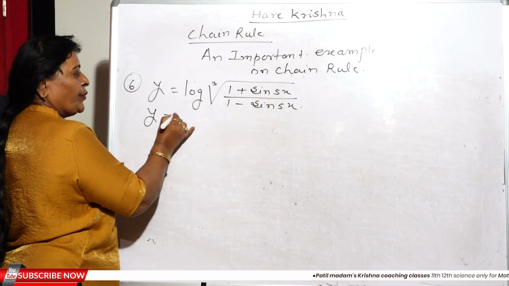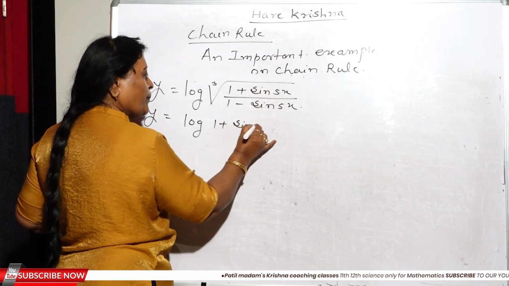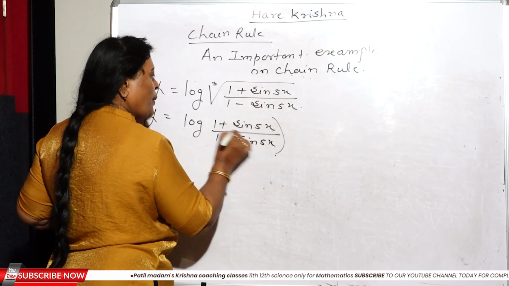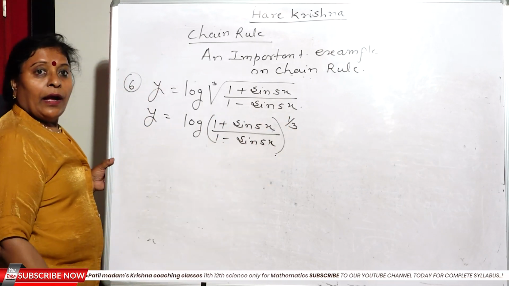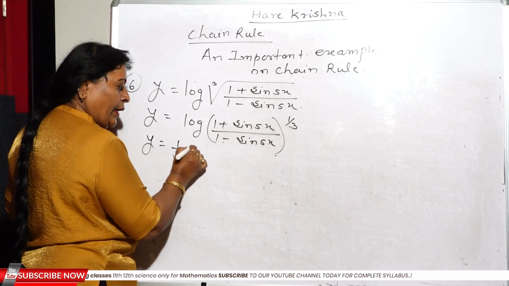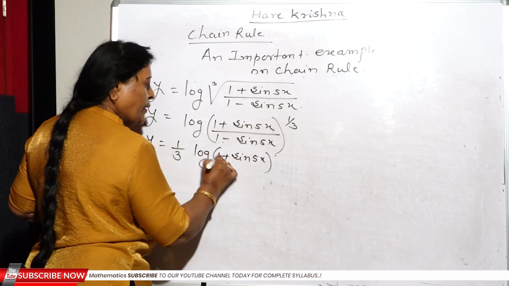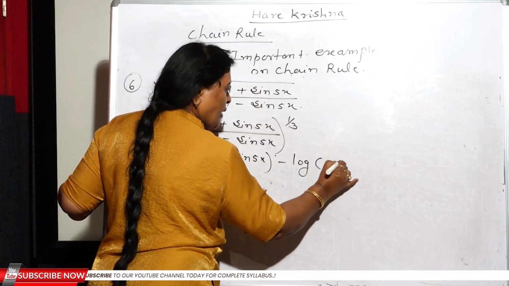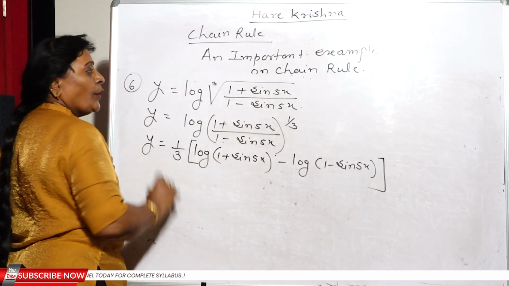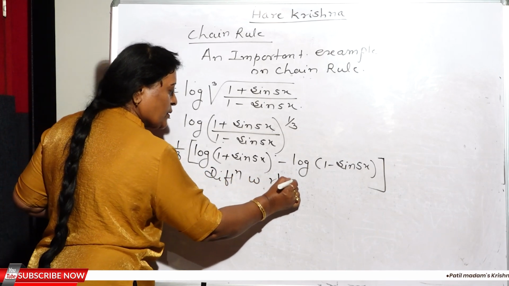Again say log of, since there is a cube root, you can give the power: 1 plus sin 5x divided by 1 minus sin 5x whole raised to power 1 by 3. Right? Again this 1 by 3 comes here. 1 by 3. This is log of a divided by b, means log of 1 plus sin 5x minus log of 1 minus sin 5x. Right? Now you can differentiate easily. Differentiate with respect to x.